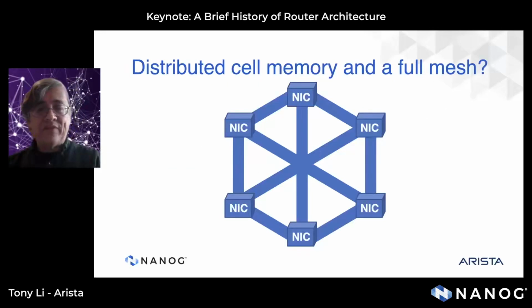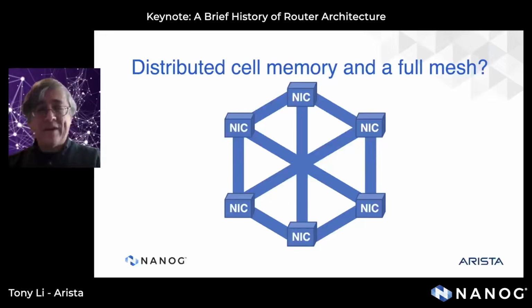So we went off and we tried something else. What happens if we have a distributed cell memory and a full mesh of interconnectivity? Okay, this has some nice properties. Our bandwidth now is uniform. Any packet gets divided up into cells, sprayed across all of the various NICs, and then there's even uniform bandwidth going back out.